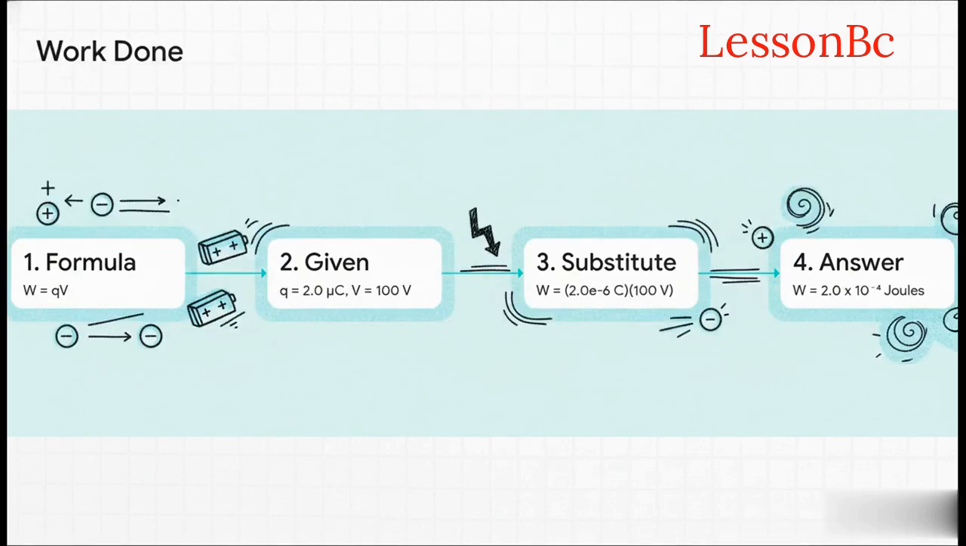That's it. So what's the big deal with potential? It's our direct link to energy. The work you have to do, or the energy it takes, to move a charge Q through a potential difference V is just W equals Q times V. So to push a 2 microcoulomb charge across a 100-volt gap, it's going to take 2.0 times 10 to the minus 4 joules of work.